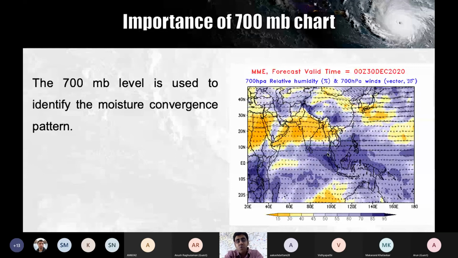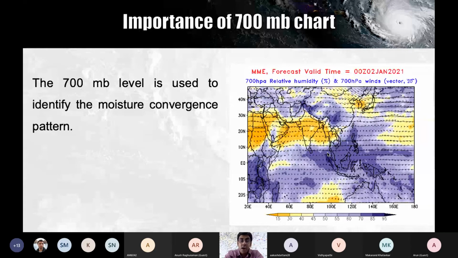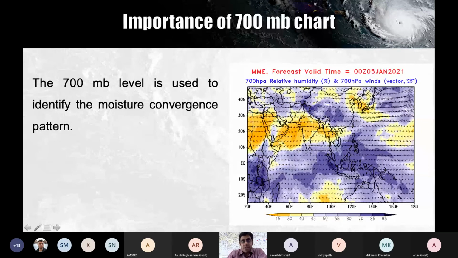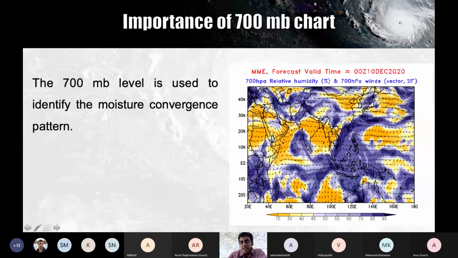So they start at 2-3 kilometers and they go all the way up to 15 kilometers tall, right? So what I'm looking for is the moisture convergence. At 700 millibar, wherever this blue is, that means there is a lot of moisture getting deposited.